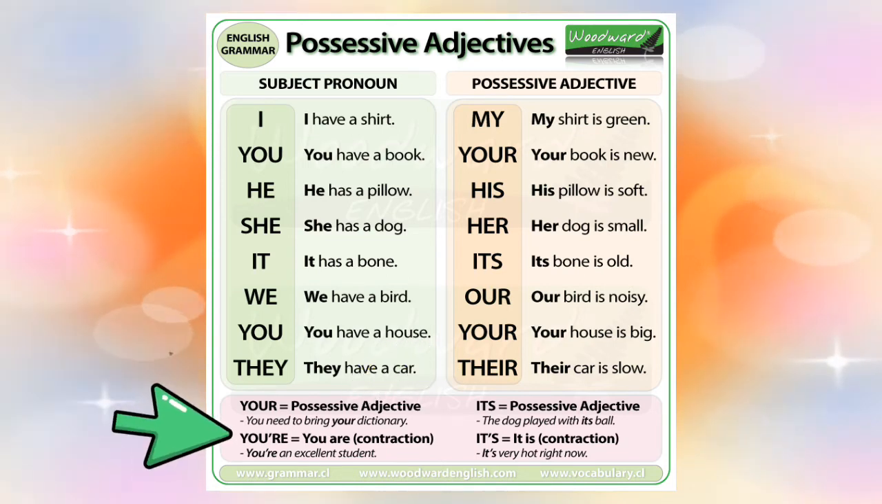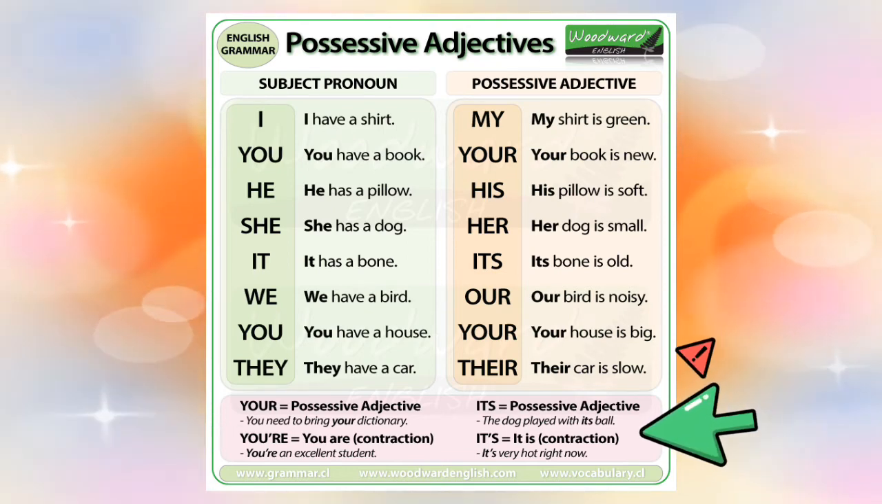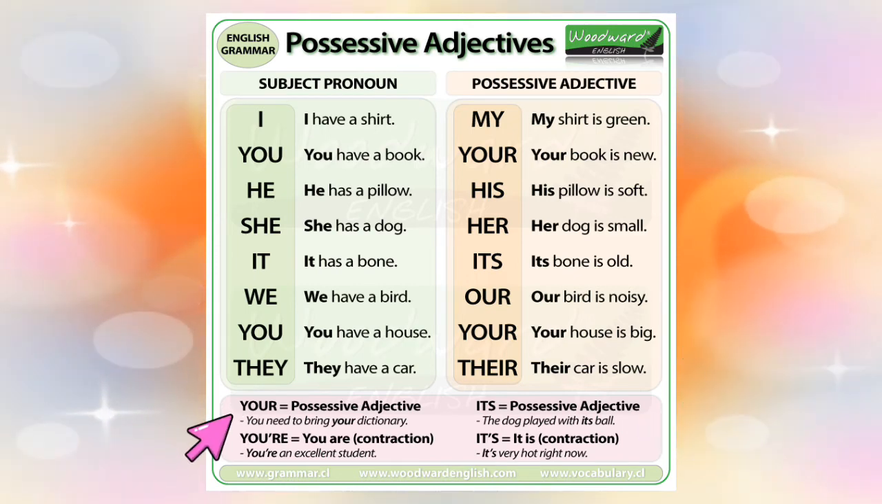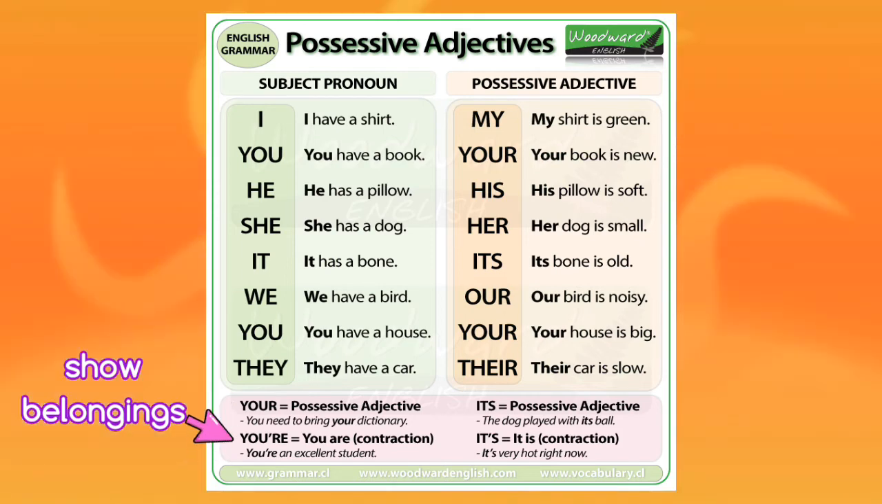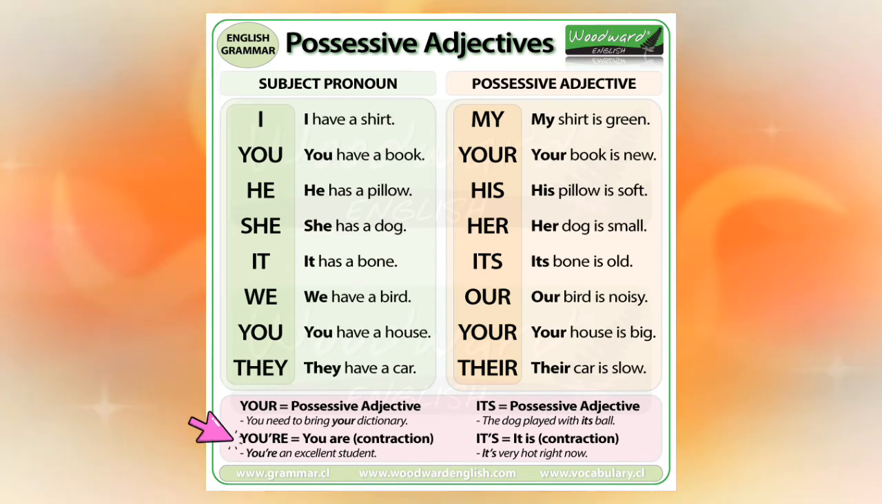Some grammar notes for you. Your and you're are two different things, as well as its and it's are two different things. Let's just look at the example. Your is the possessive adjective. Example sentence: you need to bring your dictionary. You're is a contraction for you are. For example, you are an excellent student.